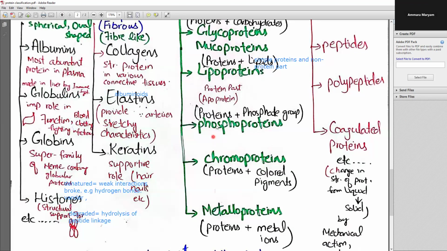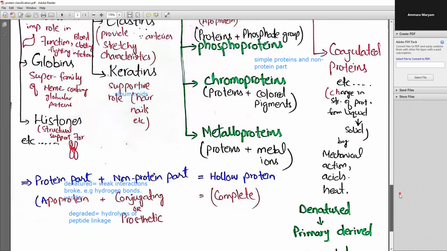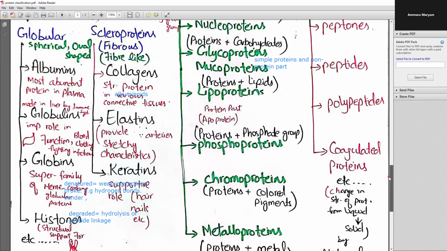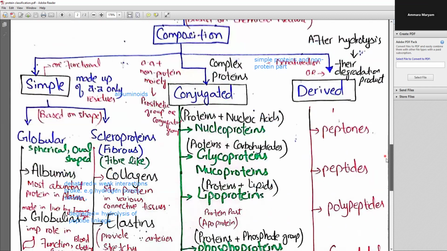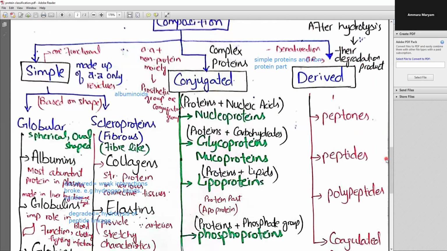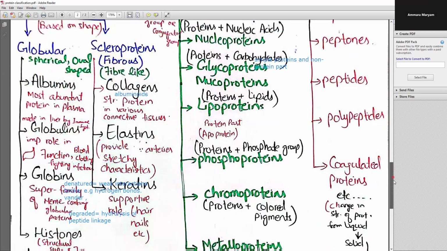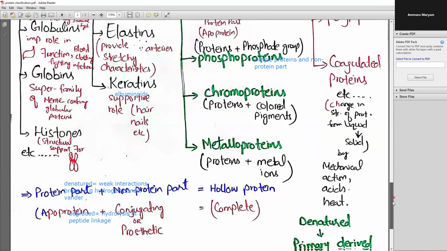Similarly, phosphoproteins are the combination of proteins and phosphate groups. Chromoproteins are the combination of proteins as well as colored pigments. Similarly, the combination of metal ions and proteins are the metalloproteins. So these are some examples of the conjugated proteins. Similarly, the derived proteins are the degraded or denatured products of the simple or the conjugated proteins. Here the examples can be peptones, peptides, polypeptides. All these examples come under derived proteins.